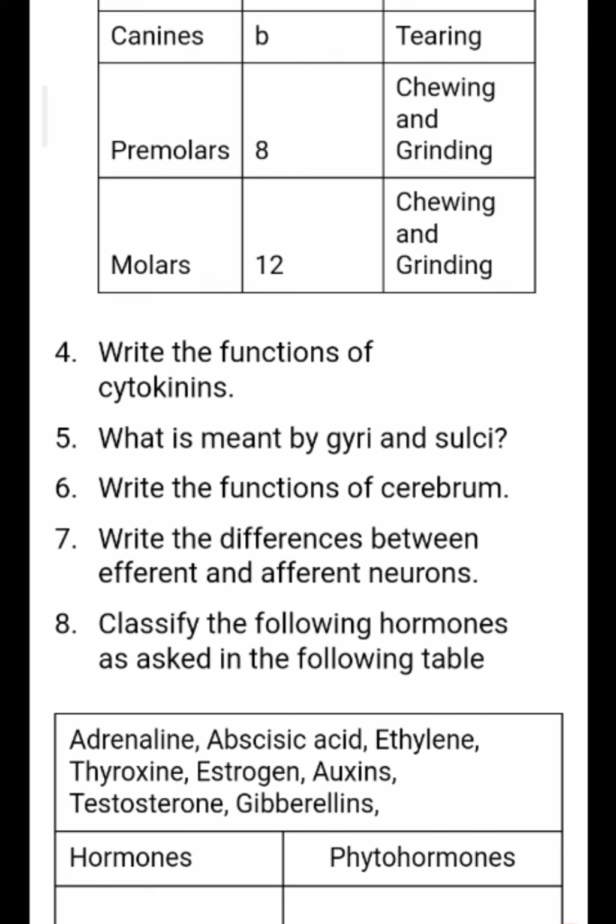Write the functions of cerebrum. Write the differences between efferent and afferent neurons. Classify the following hormones as asked in the following table. Adrenaline, abscisic acid, ethylene, thyroxine, estrogen, auxins, testosterone, gibberellins.